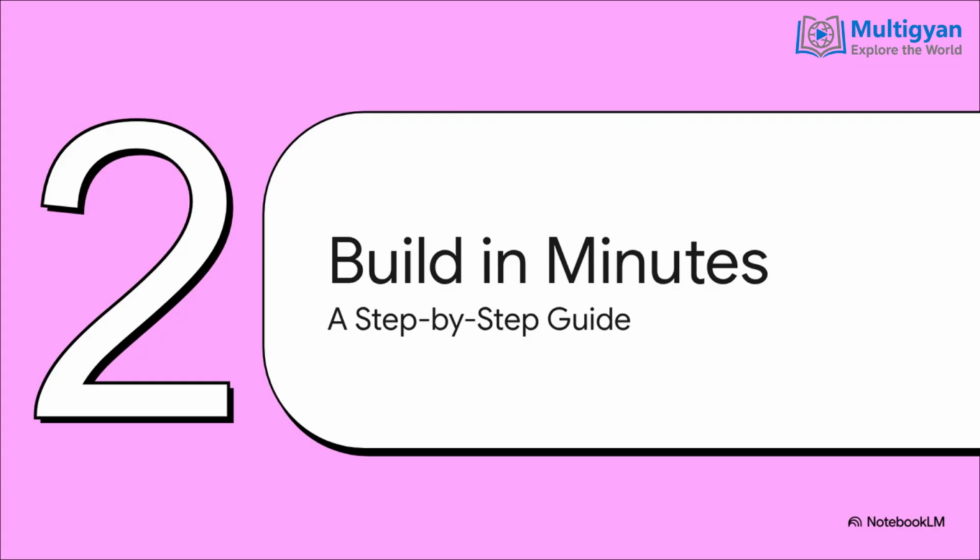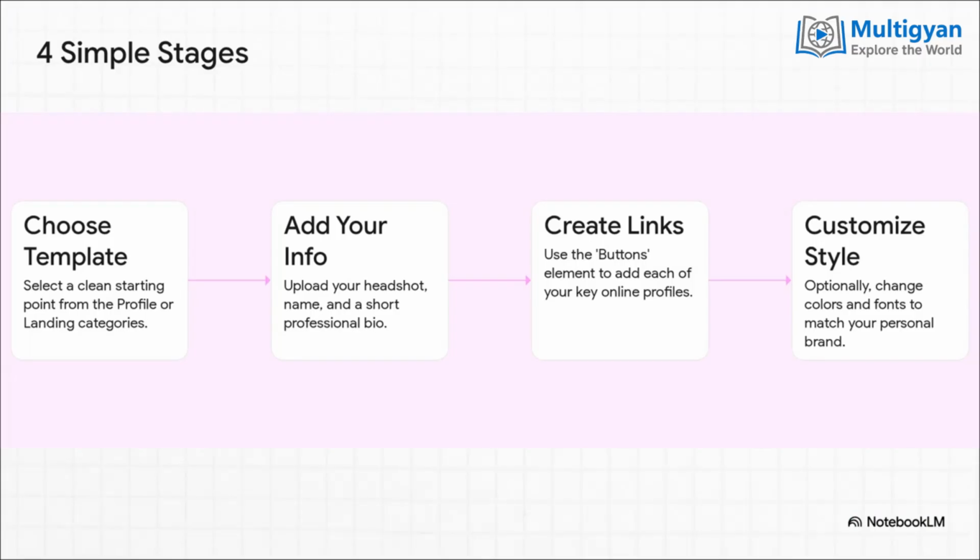Okay, let's get to the fun part. I promise you, this whole thing is going to take you less than an hour. So maybe grab a coffee and let's actually build your new online home step by step. So here's the game plan, and it is incredibly simple. We're just going to follow 4 steps. First, pick a look you like. Second, add your basic info. Third, create the all-important link buttons. And finally, you publish it. That's it. It's a really straightforward process.